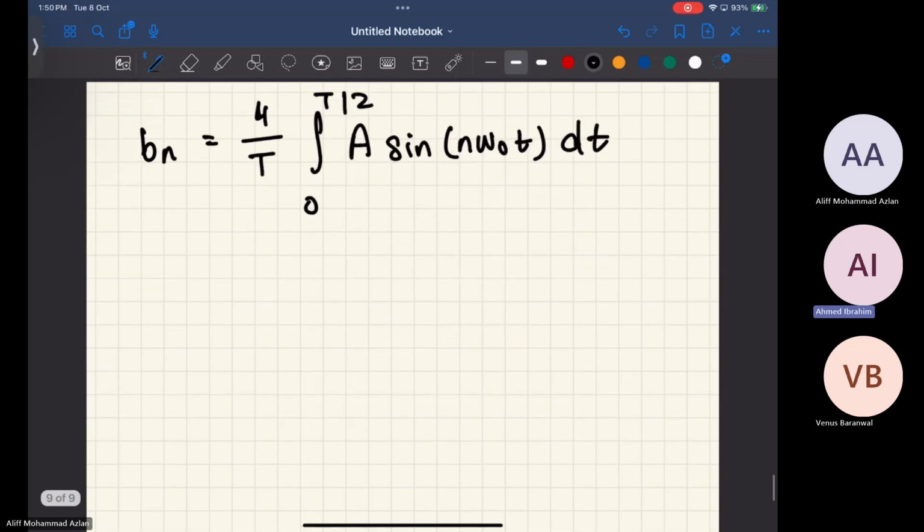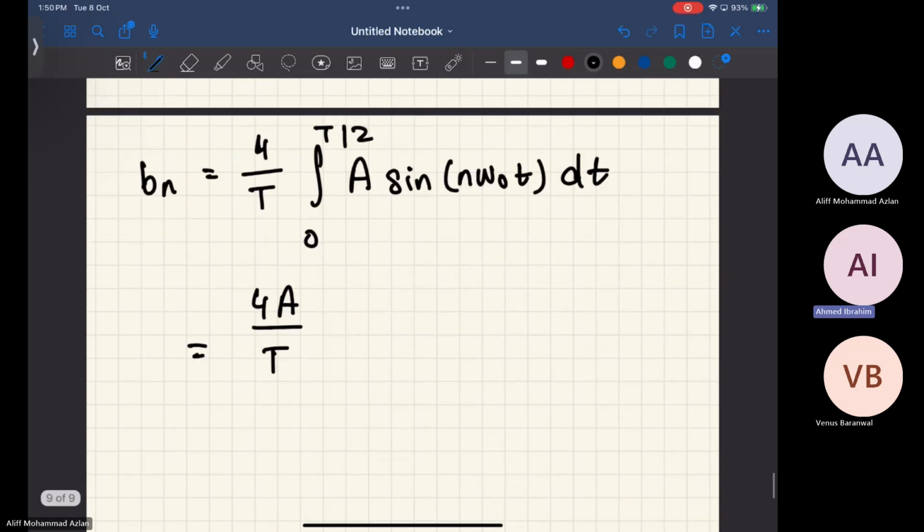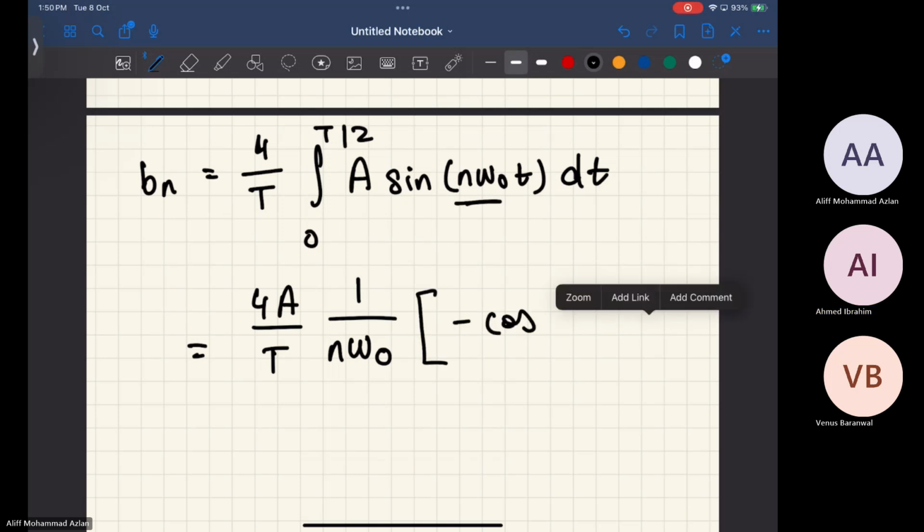From here on, it's just simple computations. So I'll take a out, and integrating sine is going to give us 1 over n omega 0, because we're dividing by the argument here. And that's going to integrate to a negative cos n omega 0 t, and that's going from t over 2 to 0.